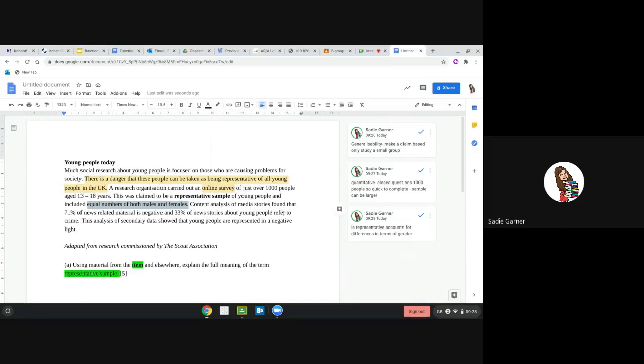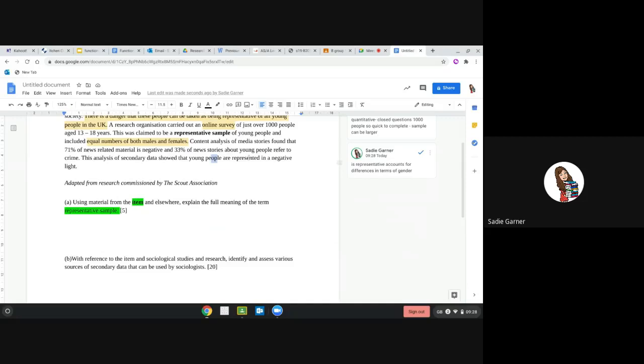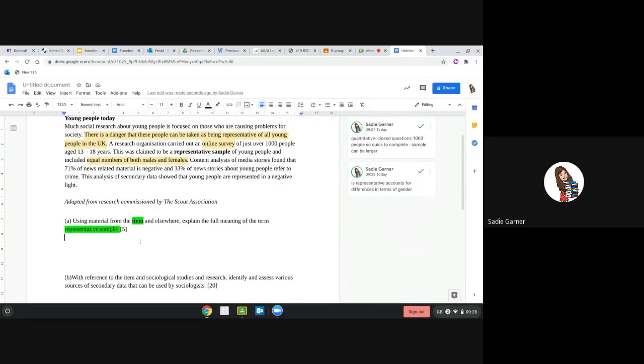Content analysis of media stories found that 71% of news-related material was negative, and 33% of news stories about young people refer to crime. The analysis of secondary data showed that young people are represented in a negative light. That secondary data bit there is to help draw an item for the 20, so that's not going to help us here. Okay, it's a 5-marker 1A, so I start with a definition.